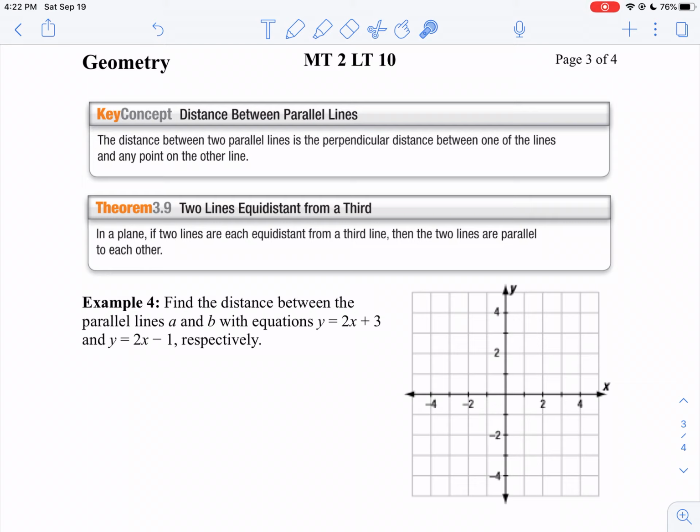On example 4, I want to find the distance between these two lines. One line is 2x plus 3. The other line is 2x minus 1. Let's graph those. So I'm going to go up 3.